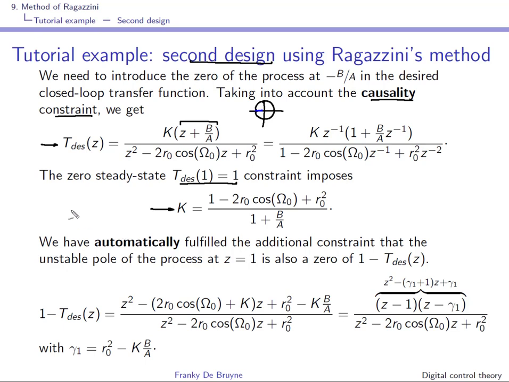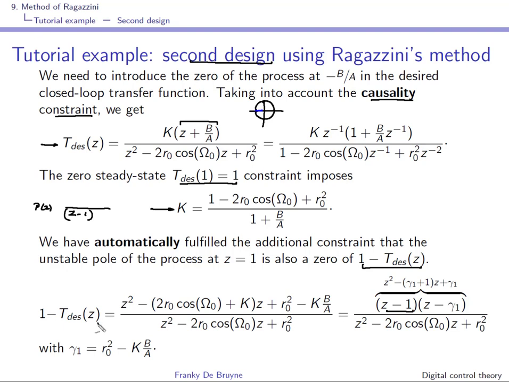Remember that z minus 1 was a pole of the process, so we need it as a 0 of 1 minus t desired, right? This is 1 minus t desired, but this is equivalent to t desired in z equal to 1 being equal to 1, so this constraint is already satisfied.